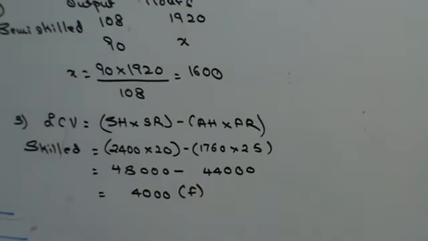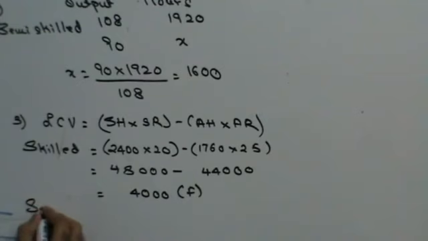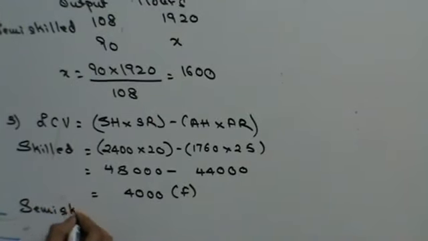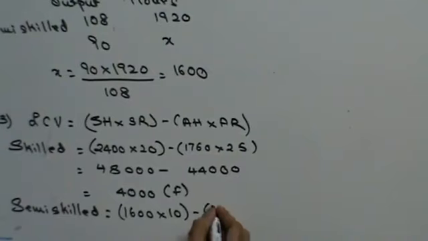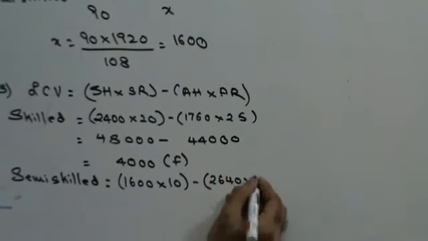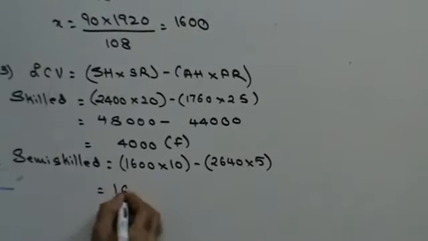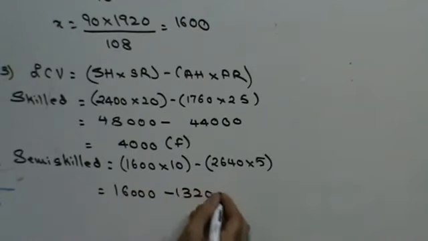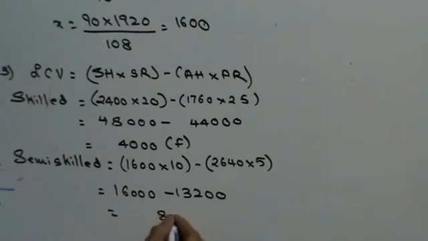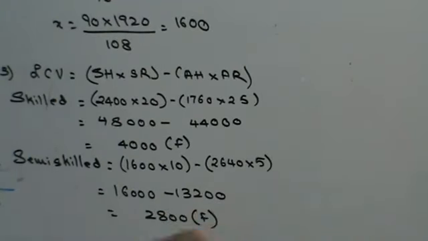It is a positive answer, so I'm writing favorable. Semi-skilled is going to be SH, that is 1600 into 10 minus AH into AR, 2640 into 5. So this is going to be 16,000 minus 13,200. So this is going to be 2,800 positive, right?